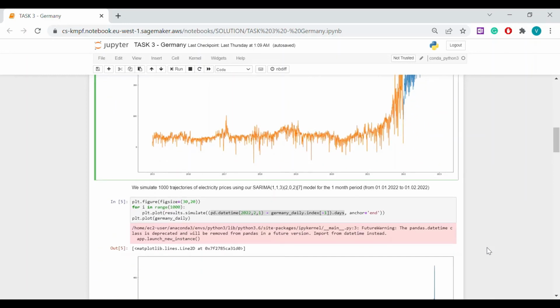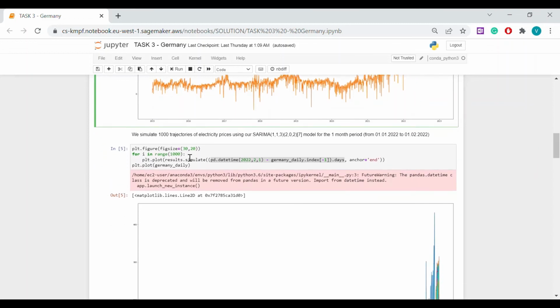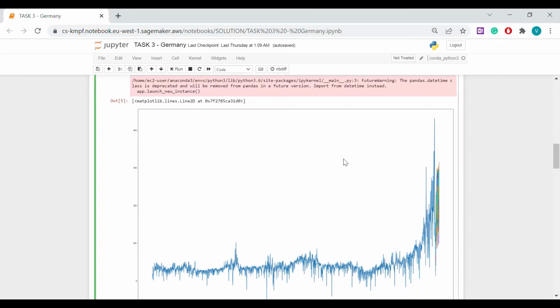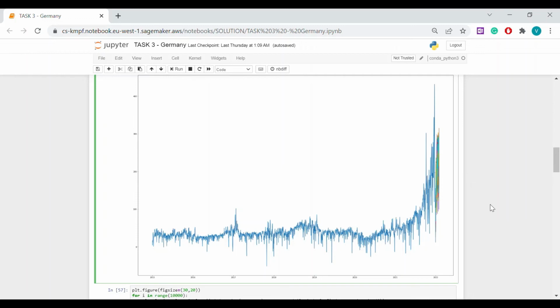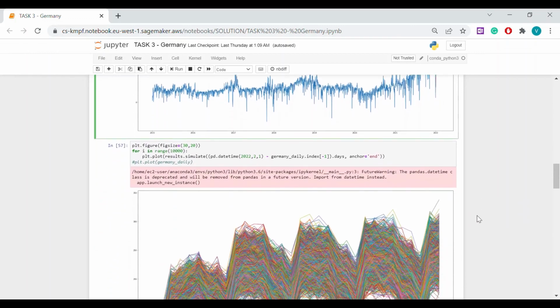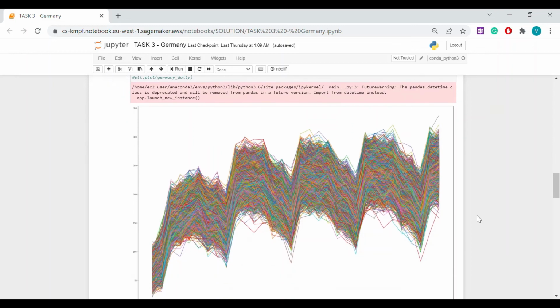The Monte Carlo approach consists in simulating a large number of such trajectories. So for example, we can simulate 1,000 trajectories for the 1 month period from the 1st January of 2022 to the 1st February of 2022. Firstly, we count how many observations we have in this period, and then we plot the new trajectories here. In order to see how the trajectories look, we can plot only the simulated trajectories.